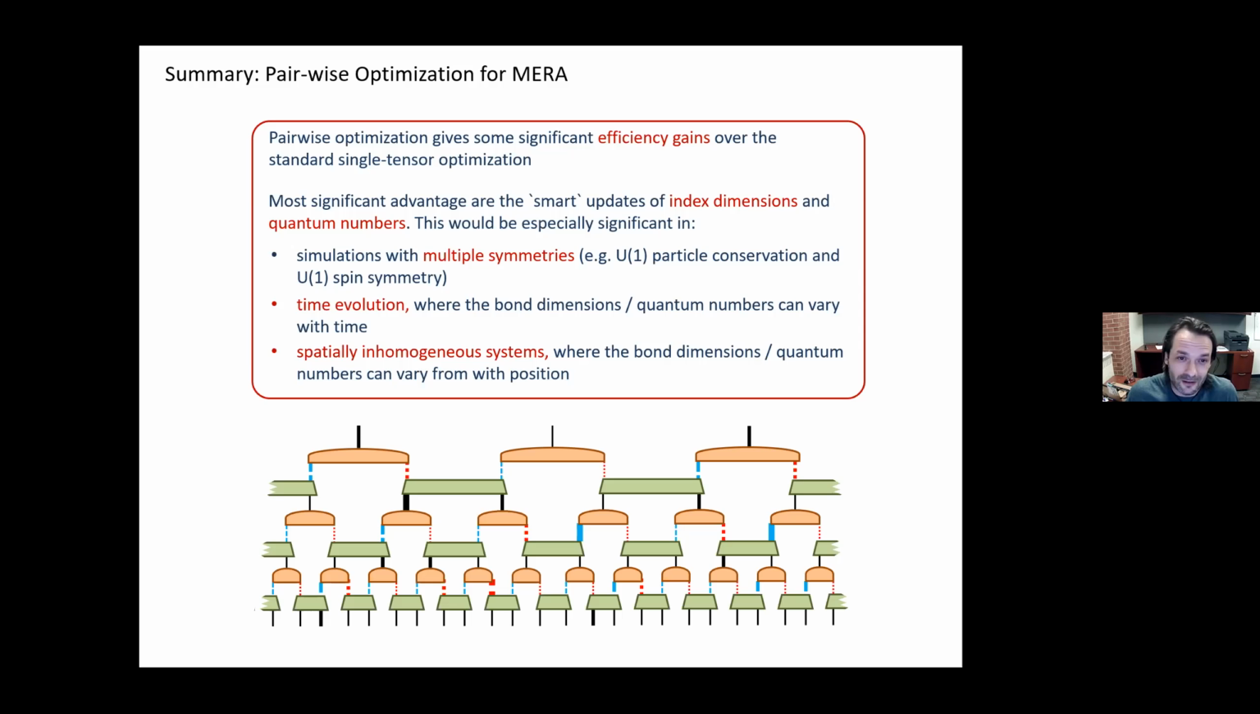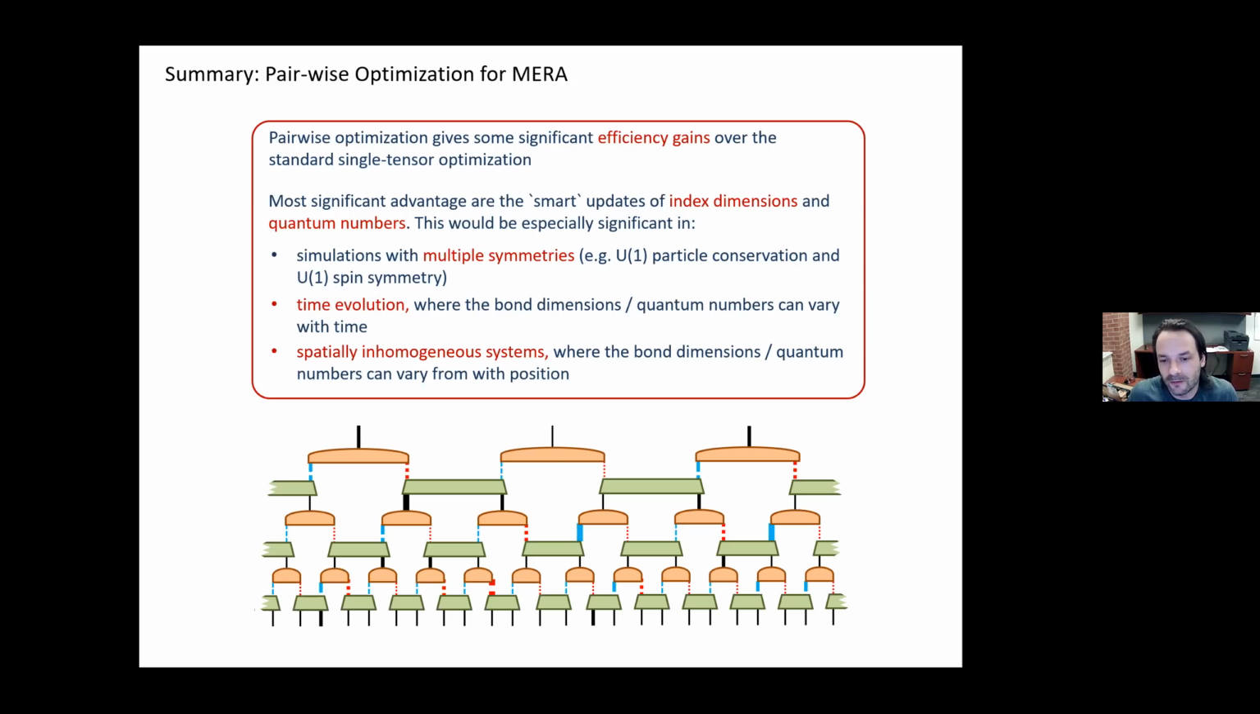Okay, so there are some nice efficiency gains for doing a pairwise method. However, the most significant advantages are this smart update of the index dimensions and the quantum numbers. So being able to deal with, in a situation, for instance, if I had multiple U1 symmetries like U1 particle number and U1 spin symmetry, then this is not something I'm going to be able to figure out what quantum numbers to use on my own.